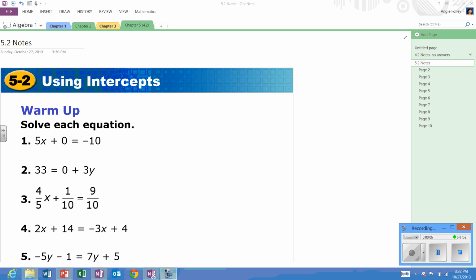Okay, this is Algebra 1, Lesson 5.2. We're going to look at using intercepts today, x and y intercepts, to graph an equation. So for our warm-up, we're just going to solve the equations first.